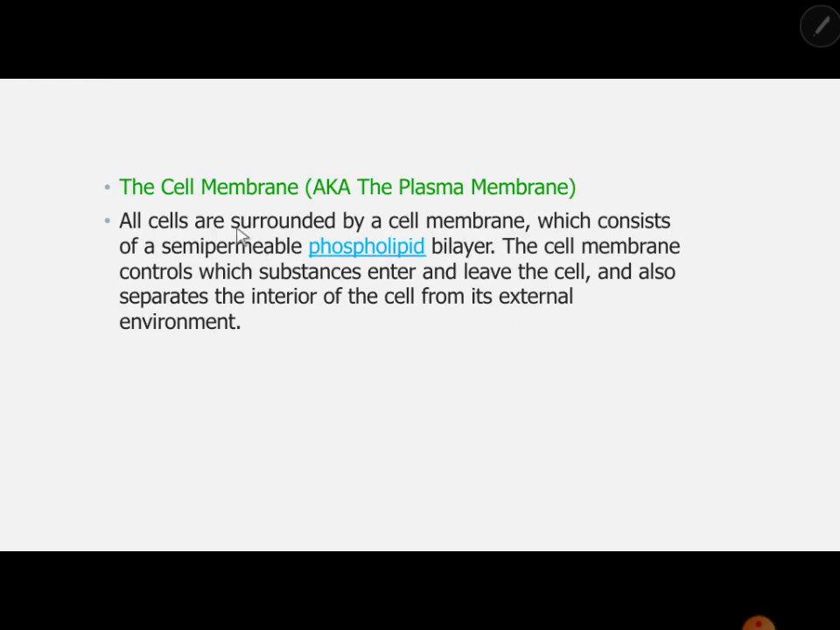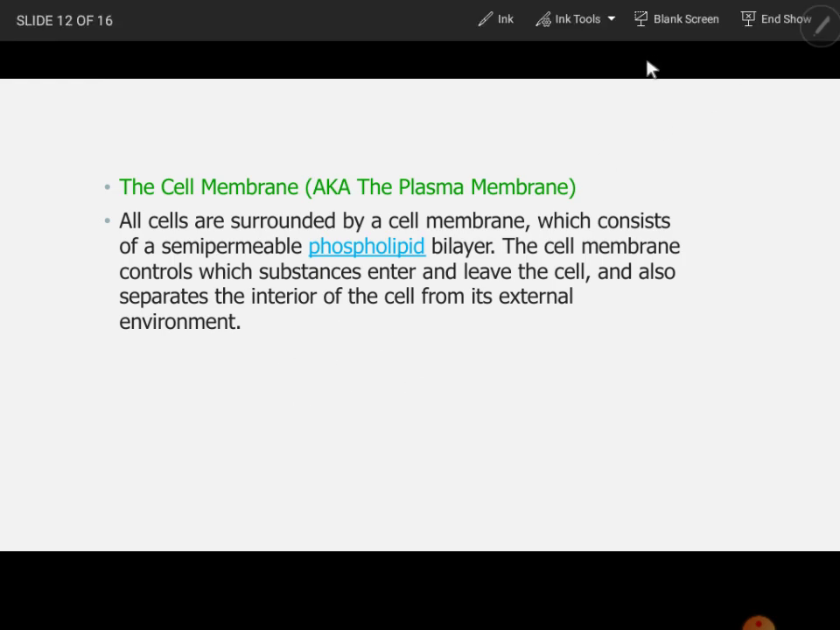The cell membrane, also known as the plasma membrane. All cells are surrounded by a cell membrane, which consists of a semipermeable phospholipid bilayer. The cell membrane controls which substances enter and leave the cell. Also, it separates the interior of the cell from its external environment. So it controls which substances have to enter the cell and which ones do not.